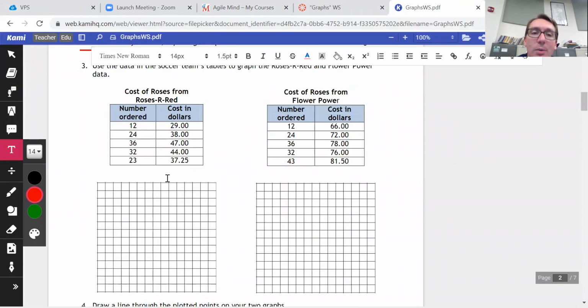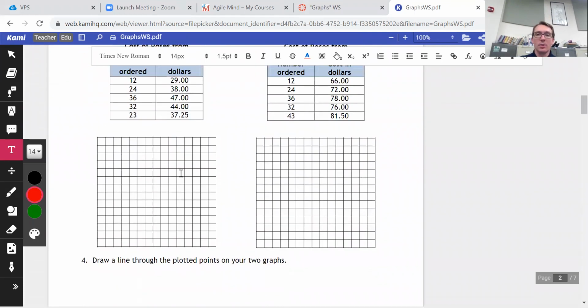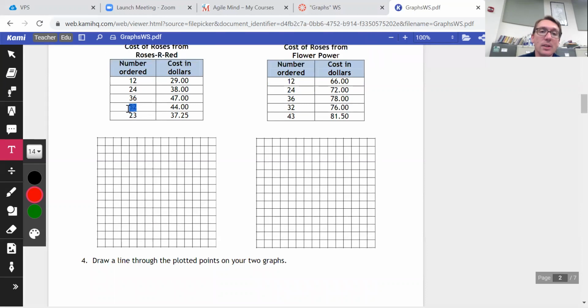But let's figure out what range we want, okay? So notice these numbers, we want to be able to compare them. So we're going to try to use similar graph ranges, okay? Notice the number we order goes from 12 up to 43, from 12 up to 23. Yes, this one could count by smaller amounts. We're going to try to keep them simple.